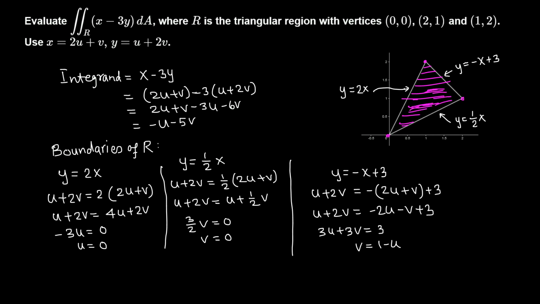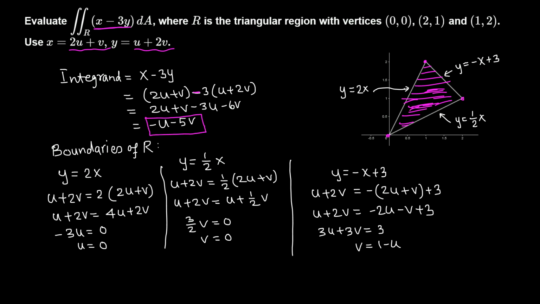Our integrand is x minus 3y. It's not that difficult, and we are asked to use these changes of variables. So this integrand in terms of the new variables u and v becomes x minus 3y. Just replace x by 2u plus v, minus 3 times y, which is u plus 2v. So this simplifies to negative u minus 5v.